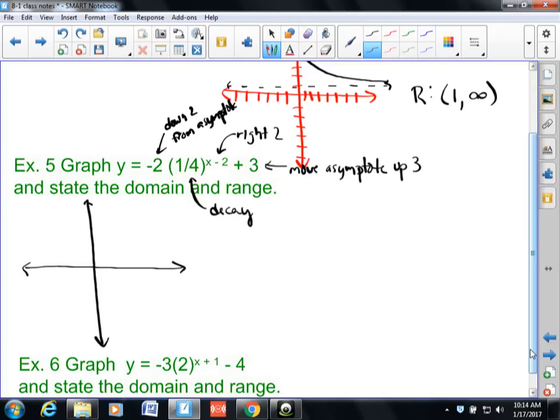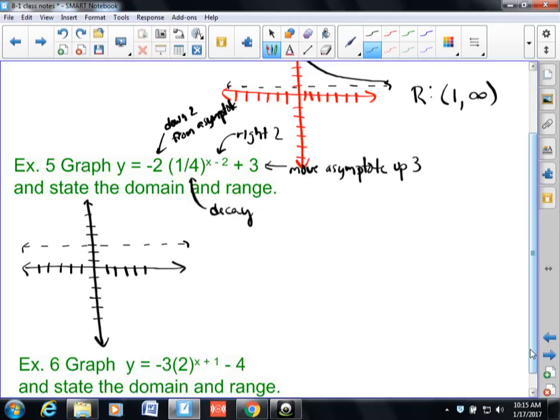Okay, so I'm just going to do up and down again. All right, so we are going to get that thing up 3. There we go. Now, because we have the right 2 and we've got the down 2, what that means is normally the y-intercept is going to be off of that asymptote. So we are going to, off the asymptote on the y-axis, go down 2.